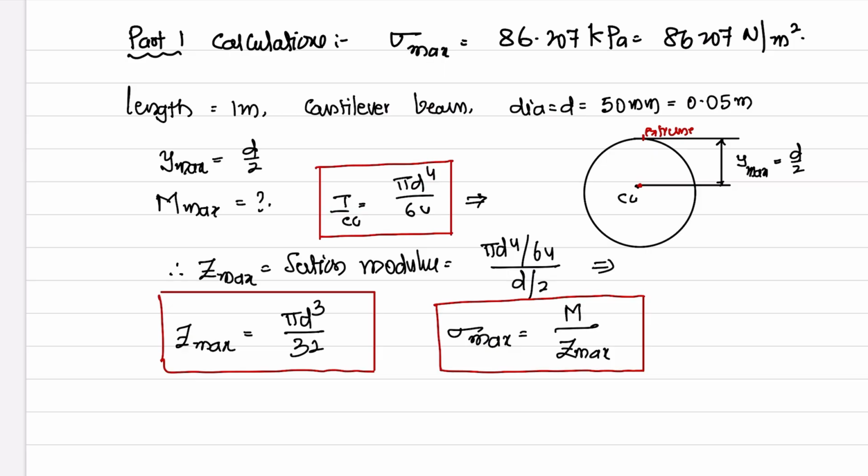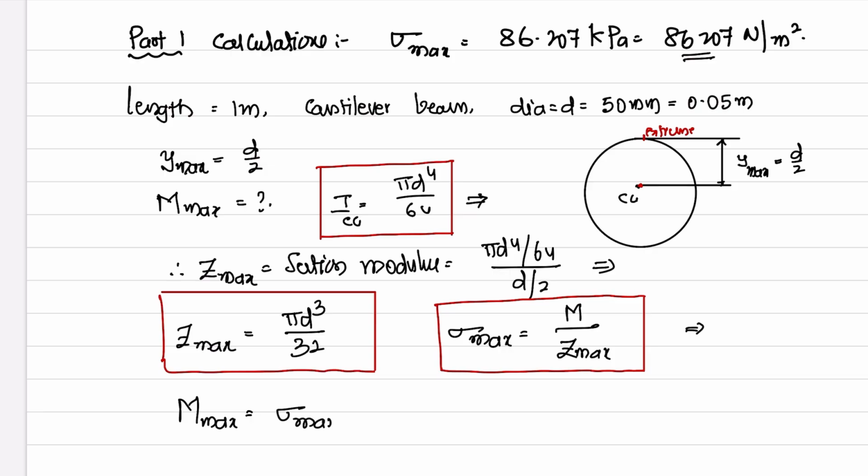Now, sigma max is known to you, 86,207 Newton per square meter. From this we can say that the maximum bending moment allowed is equal to sigma max into Z max. Please remember these derivations, linkages and relationships between different formulae.